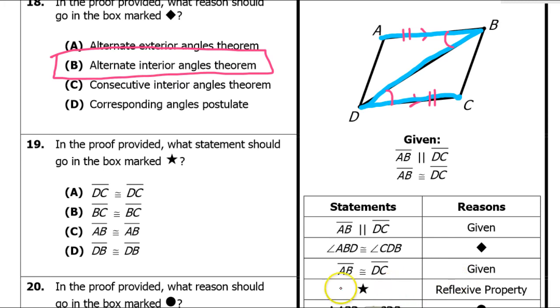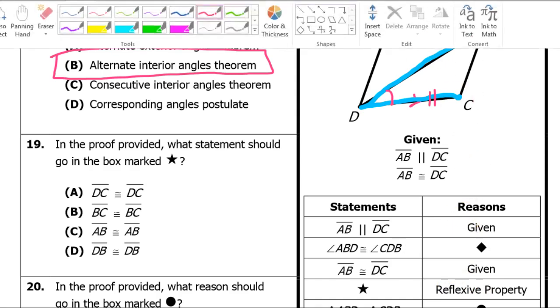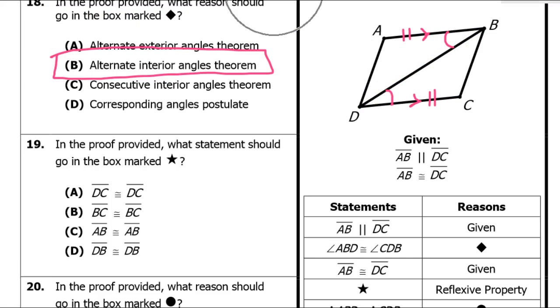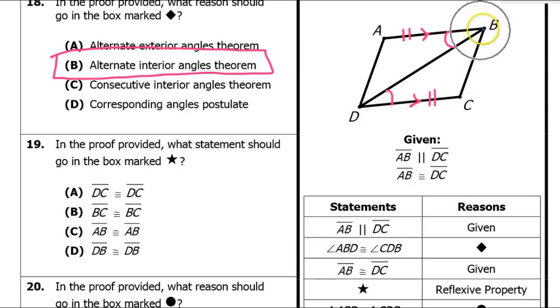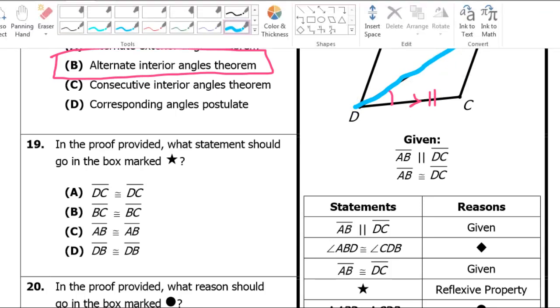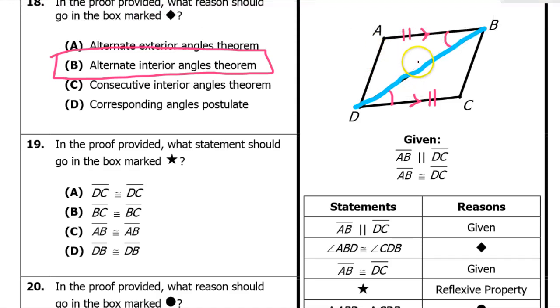Now we have another statement, and it says reflexive property. That's sort of a gift to us because the reflexive property is always the one where you have a shared side. Here you can see the shared side is this right here. It will be congruent to itself by the reflexive property. That's segment DB, so DB is congruent to DB. And that's why D is the answer.